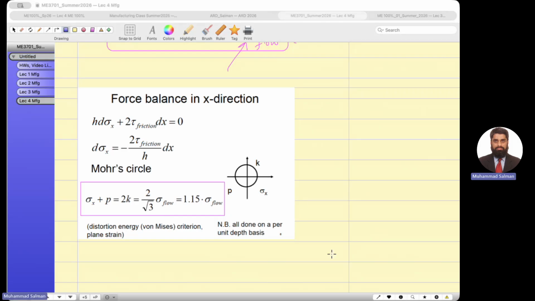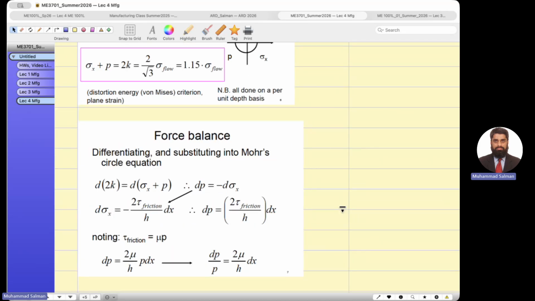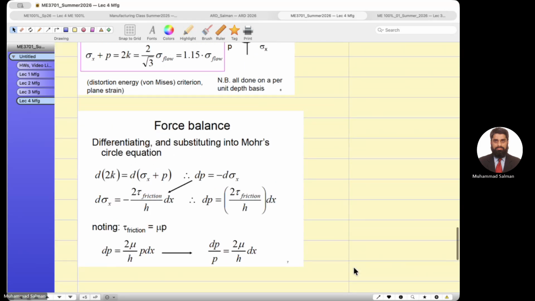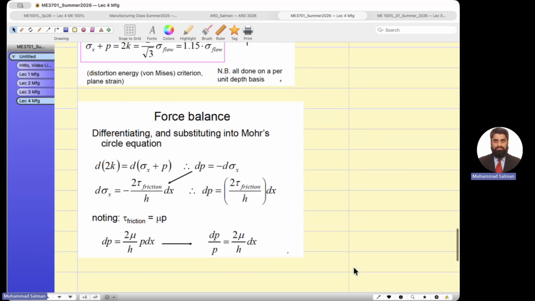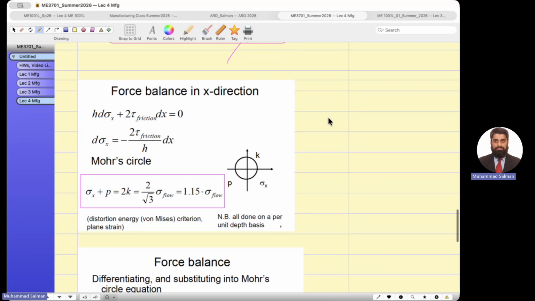Now some analysis. Let me show you the algebra or calculus 1. Have you taken calculus 1 and 2? That's good. So now differentiating and substituting the Mohr circle equation. This is our Mohr circle equation. As I mentioned, the average stress is this one.